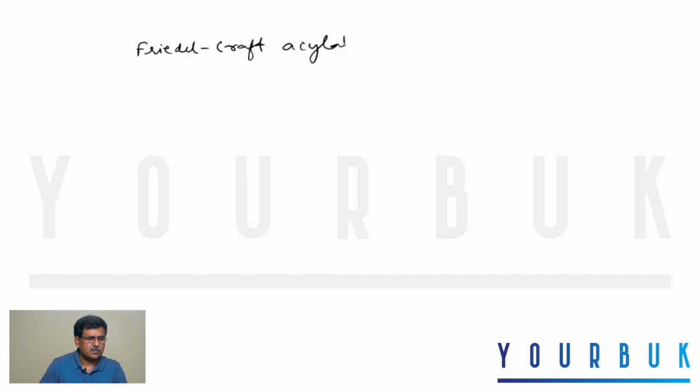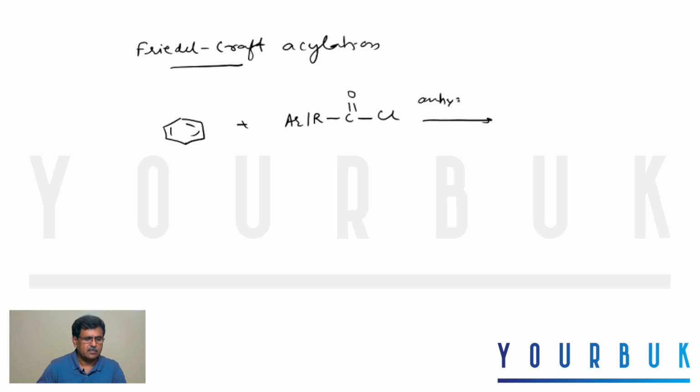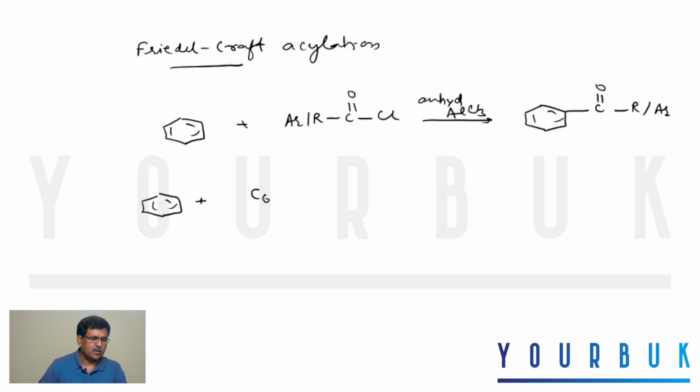Friedel-Crafts acylation. So reacting the benzene with acid chloride which contains benzene or alkyl group in the presence of AlCl3 as a catalyst, it gives an aromatic ketone. Now one example is this: we are reacting the benzene with benzoyl chloride, C6H5COCl. This is called a benzoyl chloride.